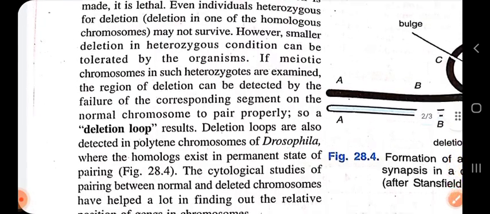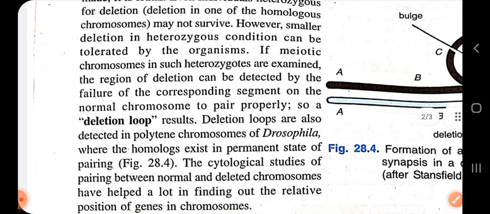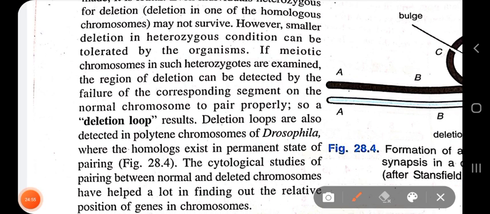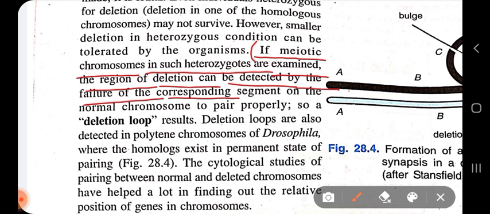See from here. I'm not going through all of that part. What it is saying is that if meiotic chromosomes in such heterozygotes are examined, the region of deletion can be detected by the failure of the corresponding segment on the normal chromosome to pair properly. So a deletion loop will result.